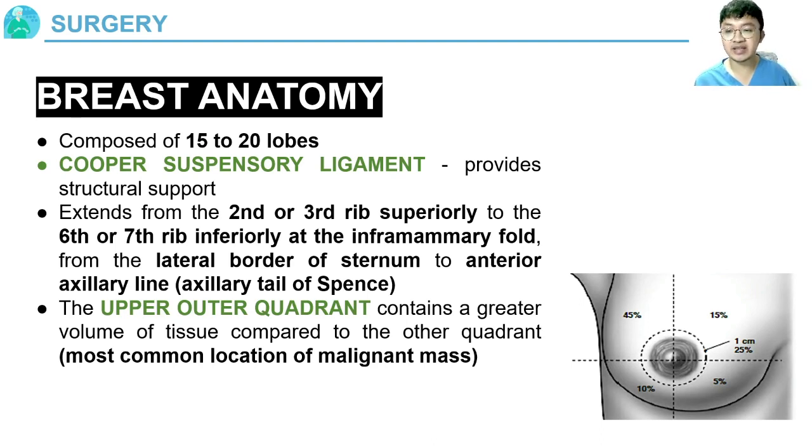The anterior axillary line is where you have the axillary tail of Spence. If you divide the breast into four quadrants, the one that contains the greatest amount of tissue is the upper outer quadrant. Remember, you have your axillary tail of Spence there. Because it has the highest volume of tissue, it's the most common location of a malignant mass, by virtue of having more tissue compared to the other quadrants.